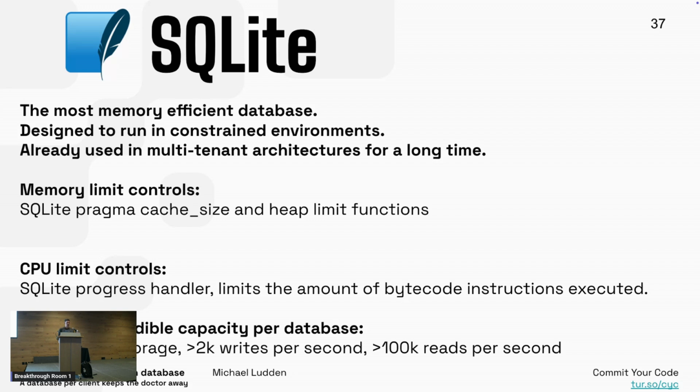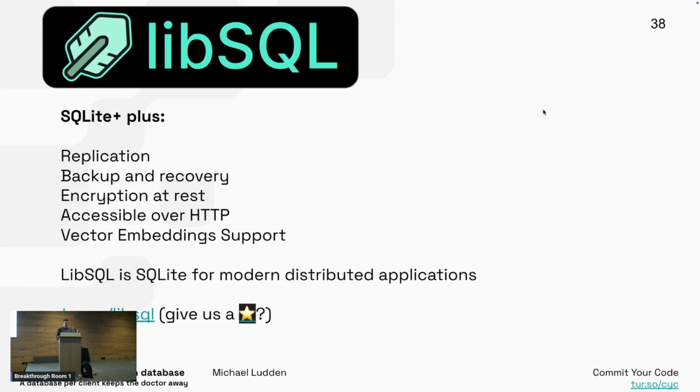And with all that, it's still incredibly capable. You can have over 200 terabytes of storage, over 2,000 writes per second, and over 100,000 reads per second on a single SQLite database. And we're talking about hundreds, thousands, tens of thousands. That's pretty good. And we forked SQLite because it wasn't good enough.